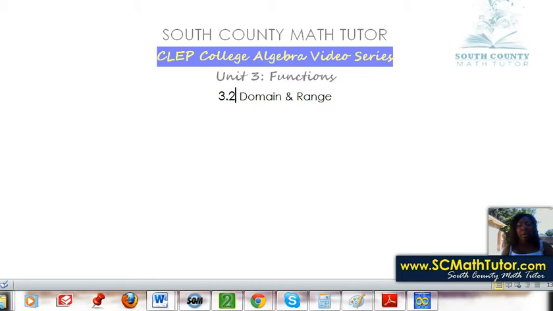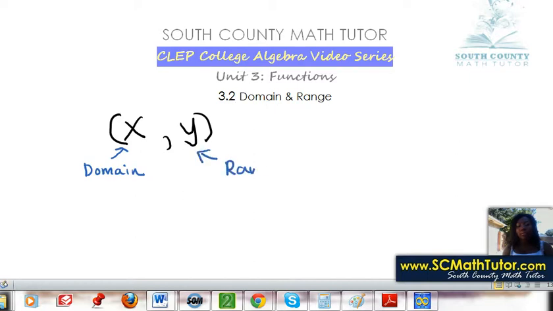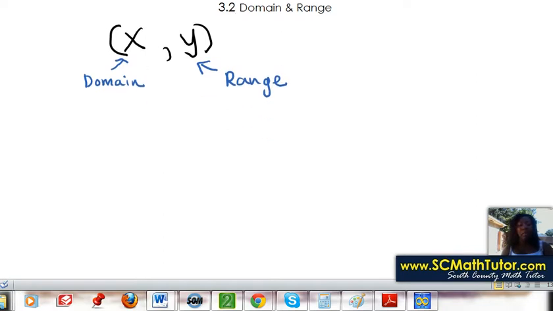Recall that when you have an ordered pair, the x, the y, the x is the domain. When we talk about domain, we're looking at the x values. It is the independent variable and it is the input, while the y is the range, the dependent variable, the output value. When we're talking about domain, we're going to look at different situations.